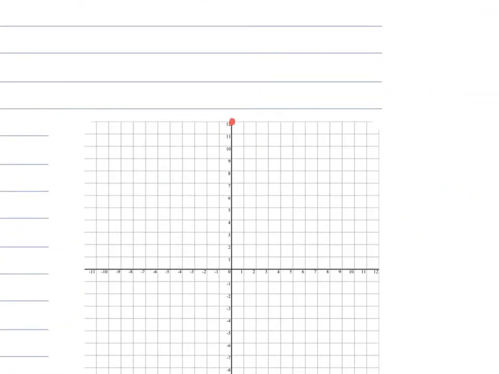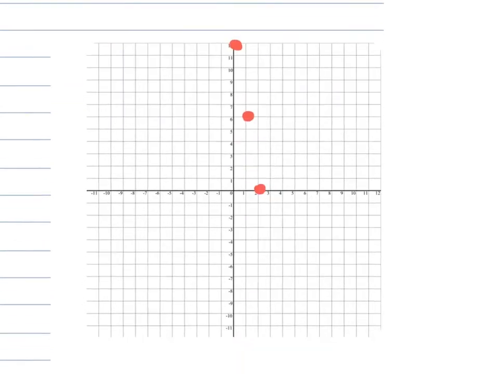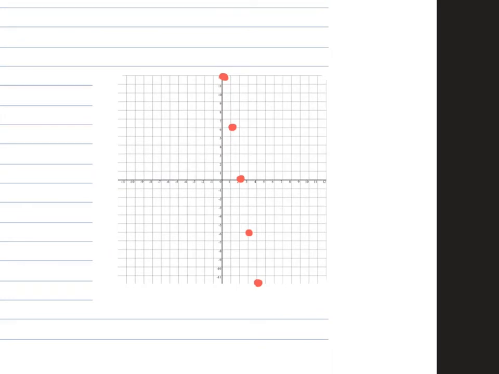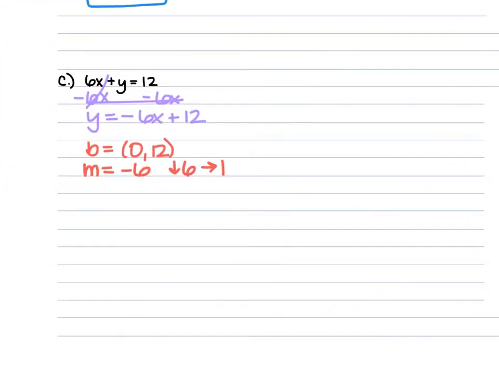So we're going to plot the first point at 0, 12. Then we're going to go down 6 to the right 1, and repeat that. So that gives us those points that we need. And we see that this is linear as well.